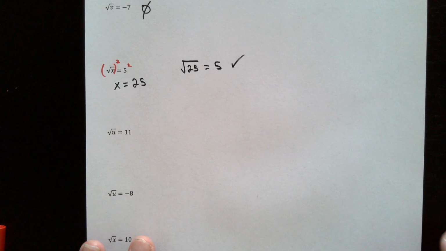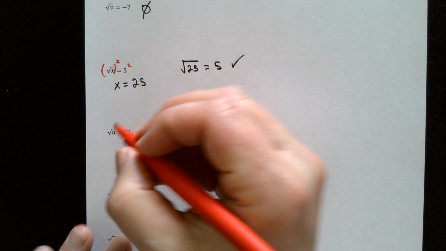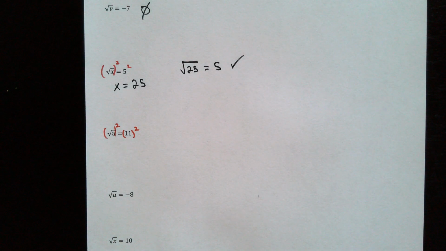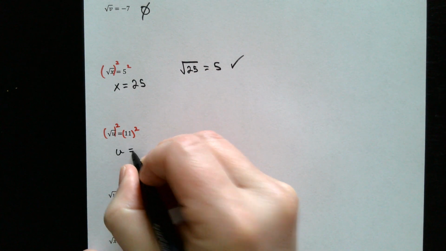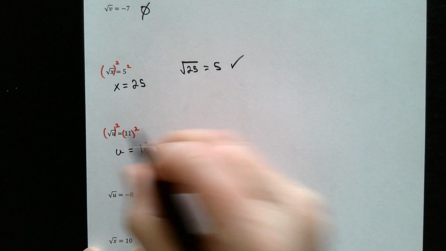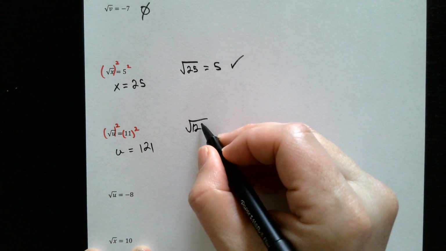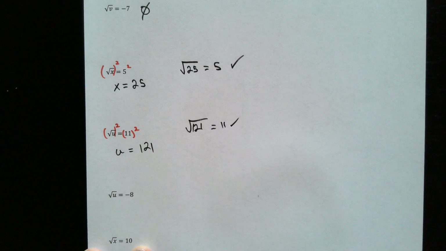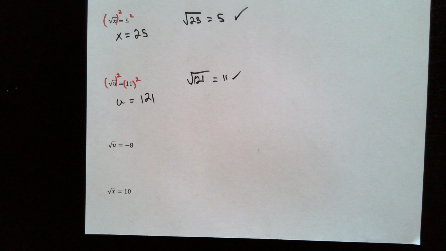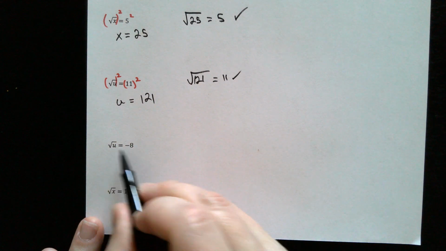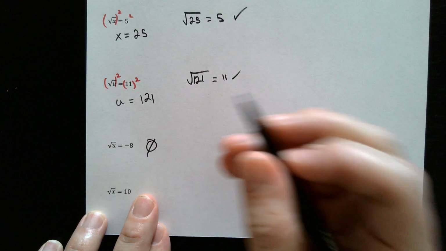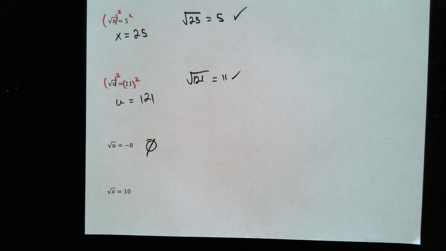Okay. Square root of u equals 11, so square both sides. All right, and we get u is equal to 121, which is 11 squared. And you can plug it in, square root of 121, what is it? Square root of 121 is 11. Yep, that checks out. Okay. The next one, we got square root of u is equal to -8. That is a square root equal to a negative number, and since we're not dealing with complex numbers, this is again no solution. So I'll write a circle with a line through it.